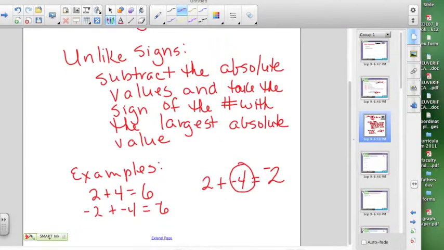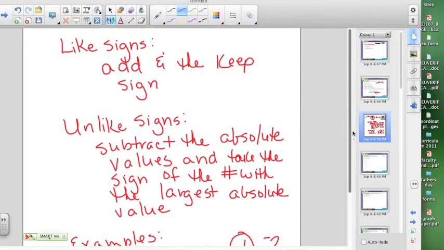All right, what if I had negative 2 plus a positive 4? Again, I'm going to subtract the absolute values. 4 minus 2 is 2. Take the sign of the larger absolute value, which in this case, again, is the 4, but this time it is a positive. So my answer is a positive 2. All right, so double check and make sure you've got these rules written at the top of your foldable. Like signs, add and keep the sign. Unlike signs, subtract the absolute values and take the sign of the number with the largest absolute value.